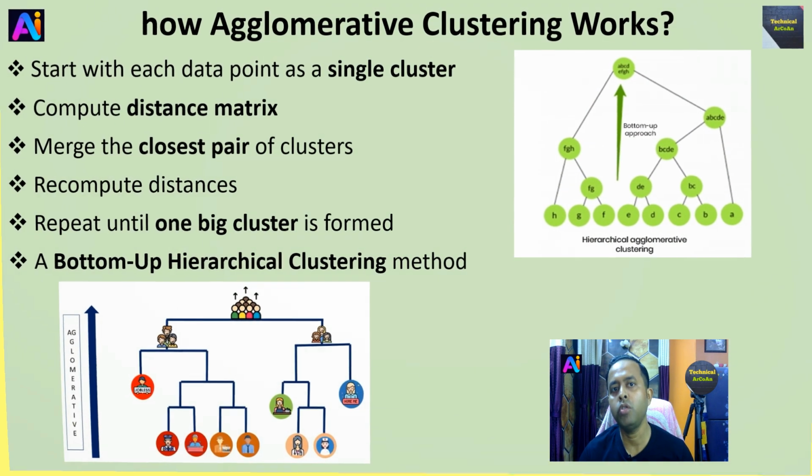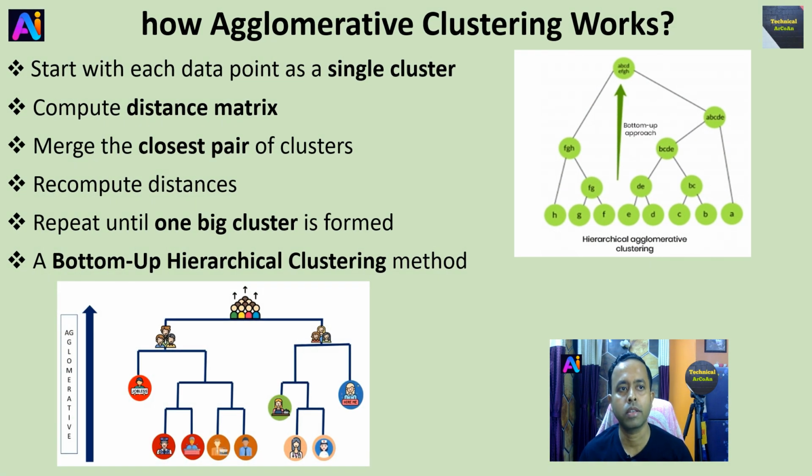Now let's talk about how agglomerative clustering works. Start with each data point as a single cluster, like just given in this diagram. Compute the distance matrix, merge the closest pair of clusters, and recompute distances. Repeat until one big cluster is formed. Starting from this data, at each step it makes clusters, and at the topmost level it creates the big cluster. It is a bottom-up hierarchical clustering method.